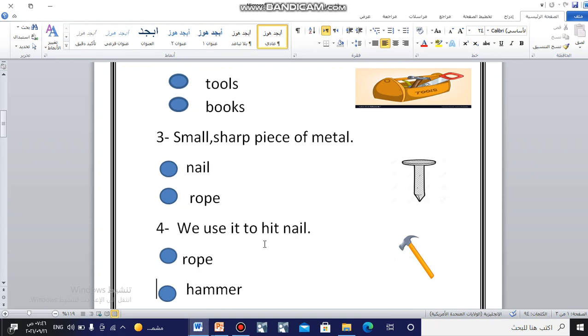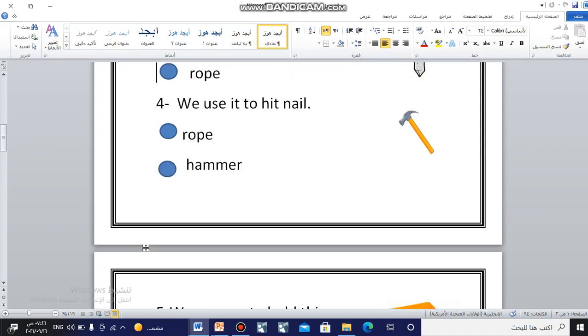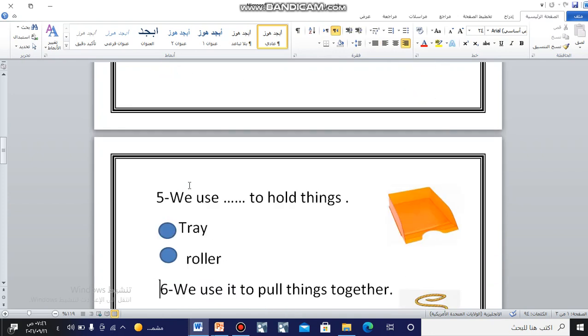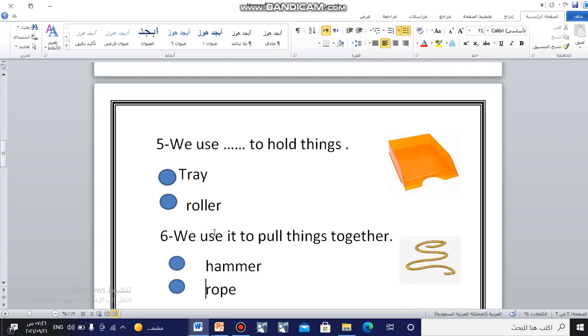Number 3. A small sharp piece of metal. Look. Nail. Very good. Number 4. We use it to hit a nail. Yes, it's a hammer. Very good. We use it to hold things. It's a tray. Excellent.